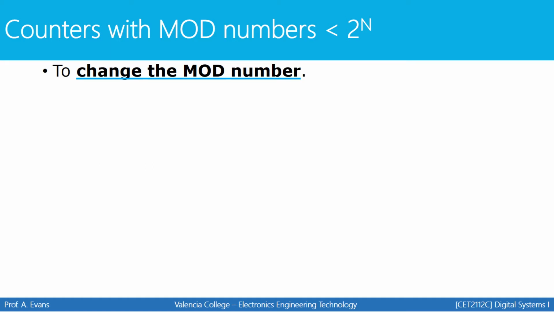So to change the mod number of a counter, you first have to determine the least number of flip-flops needed. So for example, if I want a mod 11 counter that counts from 0 to 10, I need to know, well, how many flip-flops do I need for that? The least number. Could I use 12 flip-flops, 3 flip-flops, 2 flip-flops? How many do you need?